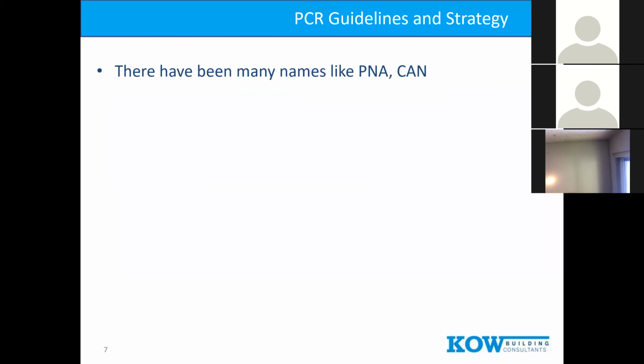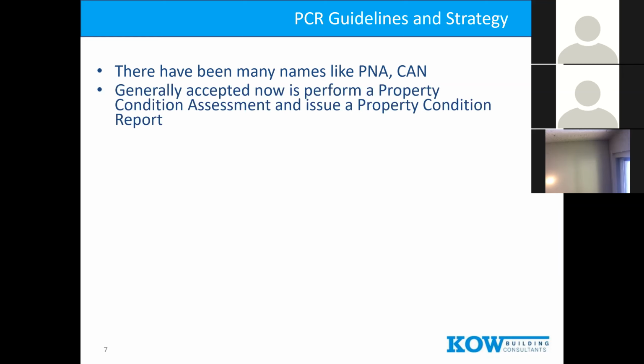There have been many names: physical needs assessment, capital assessment needs report. But the PCR is kind of stuck as the most common. Now, can you have an ASTM PCR where you also want some additional things? Of course you can. You could absolutely ask for anything you want. You could say, you know what, I'd like you to do the ASTM standard, but I'd also like you to do X, Y, and Z. No problem. As long as you're a consultant and you are in agreement with terms and limitations, then you're all on the same page. But generally, we accept now that we do a PCA and we issue a PCR.